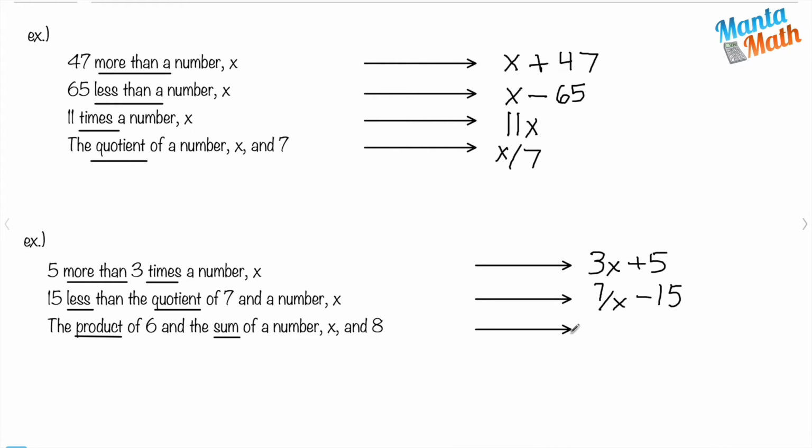And the last one says the product of 6 and the sum of a number x and 8. So you know you're adding x and 8 together, and since you're multiplying it by 6, you want to put brackets around that since you do it first, and multiply by 6. Again, we'll cover the distributive property later on how to simplify this.